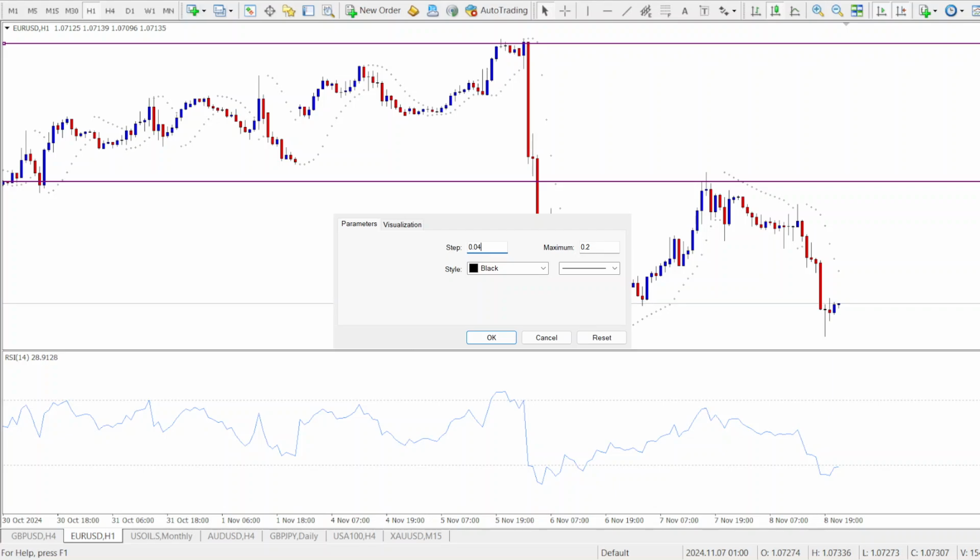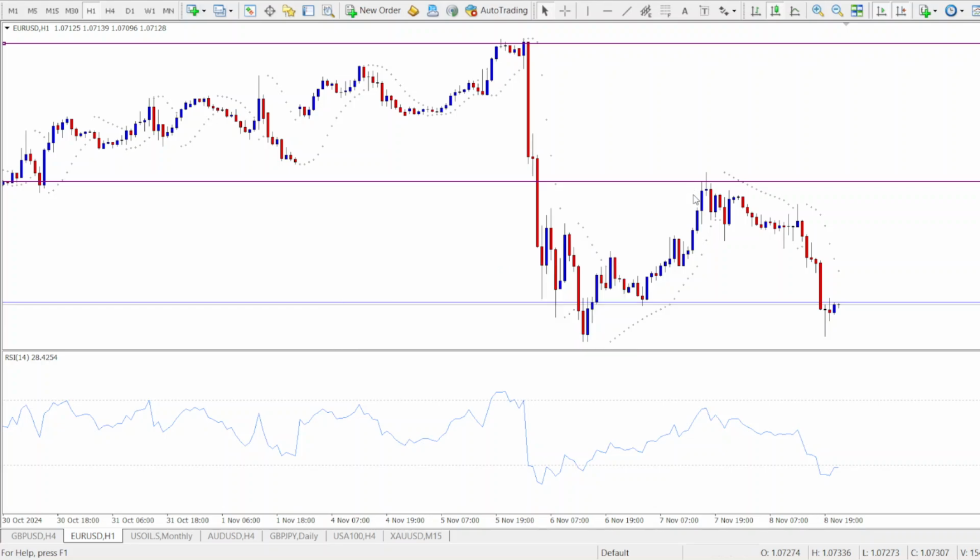And remember to use the SAR with other indicators like the RSI or moving averages, or any other indicator of your choice to confirm signals and improve your accuracy.